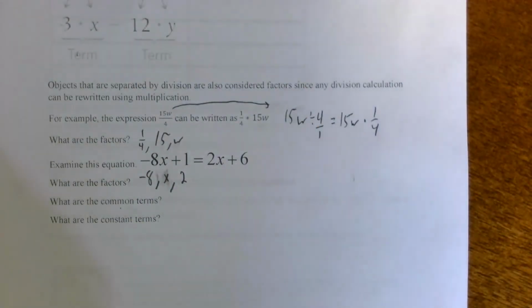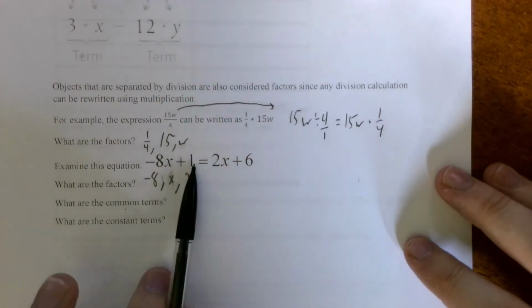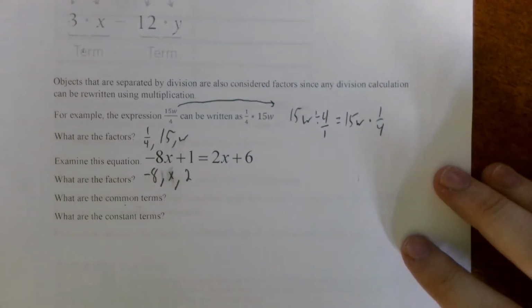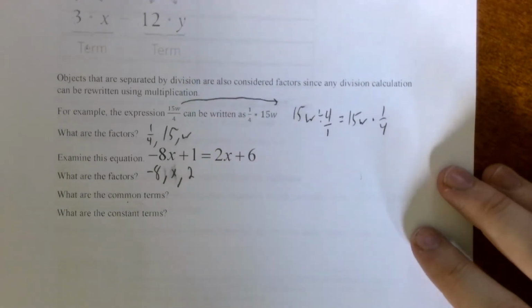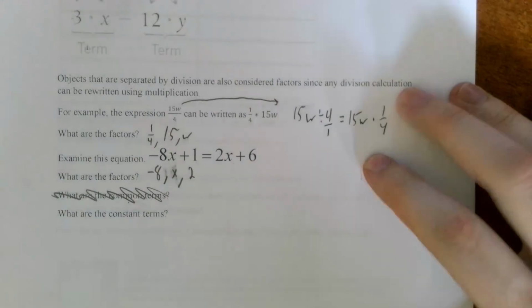Okay. And what other factors do we have? Do we have any other factors? Well, I don't see any multiplication or division left over, right? So we don't have to worry about that. Okay. And I'm not going to worry about common terms. I think that was just from last semester. I'm not worried about that.